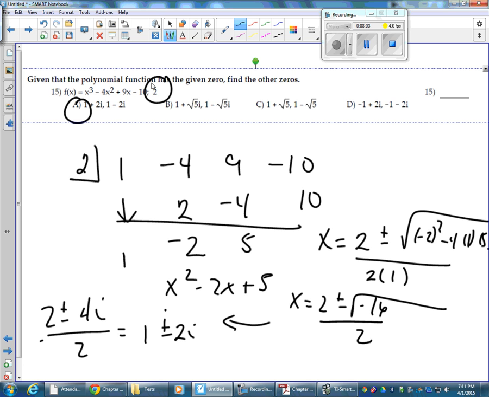So when they give you one of the zeros, do synthetic division, come out with a quadratic, and we did quadratics on your last test. So then it's just a matter of finding the other two zeros of this quadratic equation.